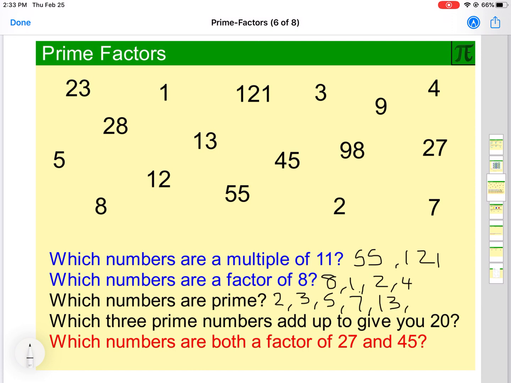and 23. Remember, not 1. And also not 121. It might look like a prime, but as you can see it can be divided by 11, so it can't be a prime number.